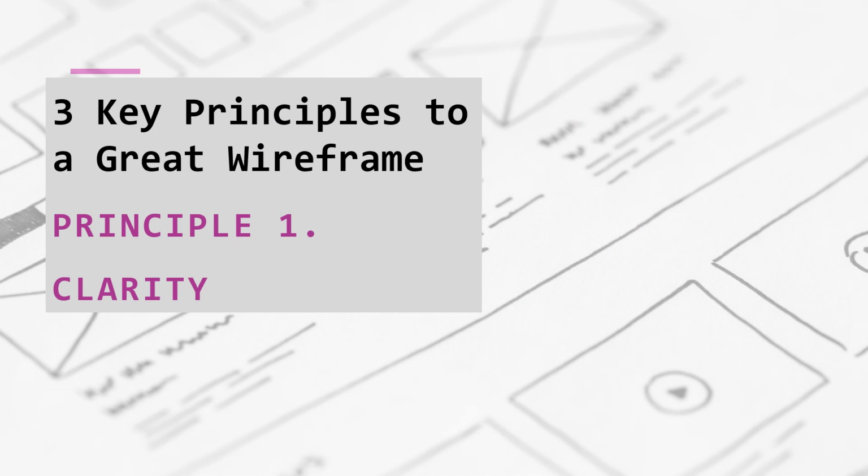Another aspect to consider when creating your wireframes are to think of the 3 key principles to creating a great wireframe. There are 3 principles: clarity, confidence, and simplicity. So when you're considering clarity, you want your wireframe to answer the questions of what your application is there to do. What are the users using this for? And when they are using it, does it satisfy their needs?